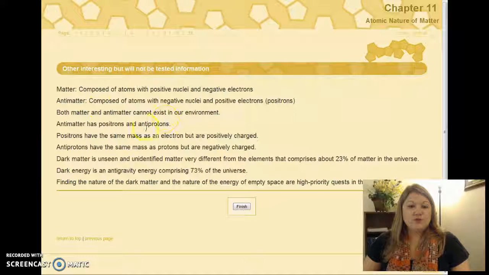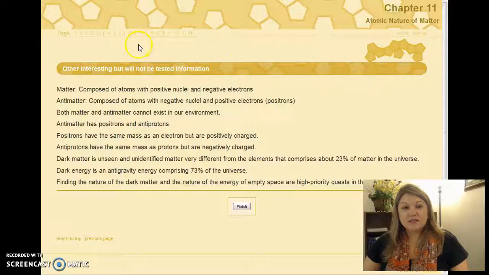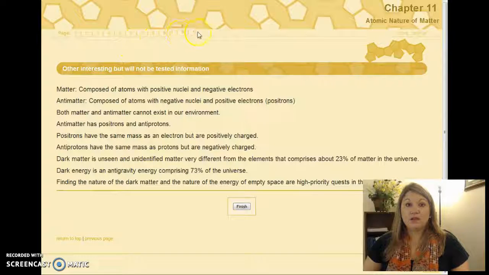These are just other little tidbits for you, interesting little facts they cover in your chapter. You won't be tested on them, but I thought it was some interesting reading. So be sure to read your text, look through these examples, and watch the videos to further your knowledge. And enjoy learning about atoms.